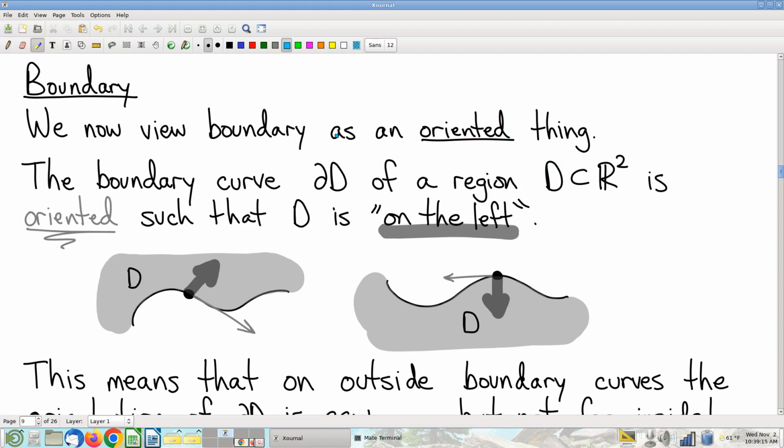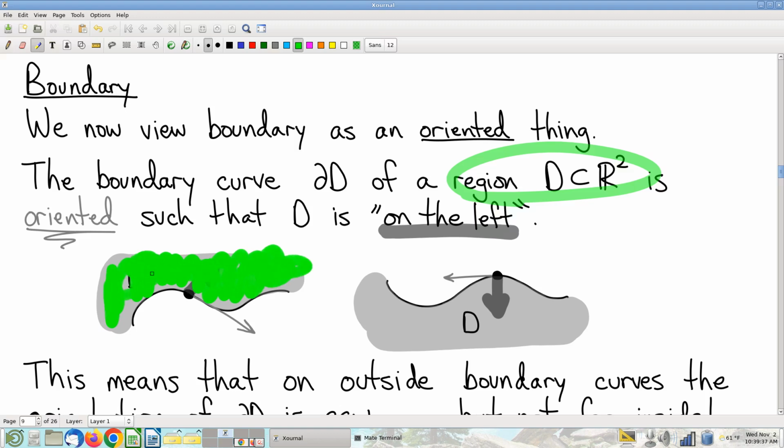It is a convention. It is an arbitrary convention, but it's highly standard. And so we're gonna adopt the standard convention to get on board with what everyone else in the world does. Here's the rule. If you have a region D, some two-dimensional region, this is all in two dimensions, by the way.